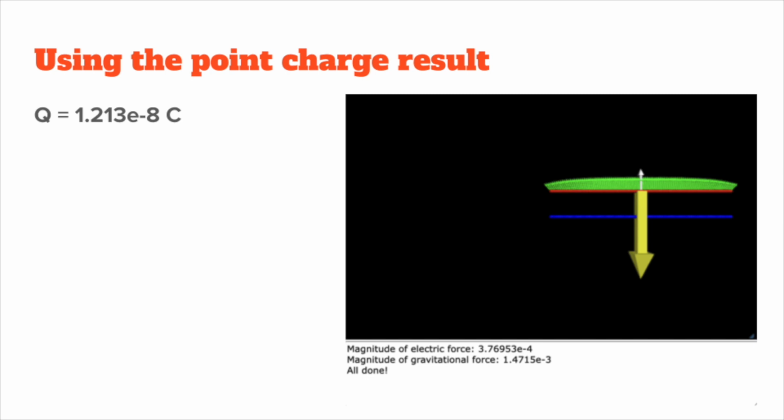So if we use the value of Q that we calculated in Lab 1, which is using a point charge model, then we can see in the results that the magnitude of the electric force is far smaller than the magnitude of the gravitational force. So this is not consistent with our observations.